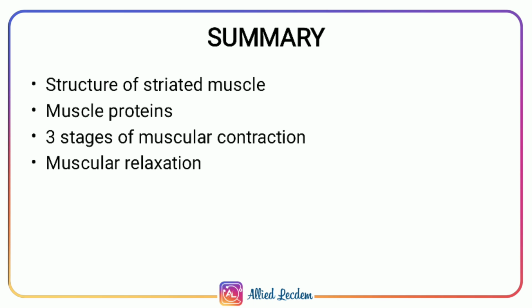Muscle relaxation occurs when the stimulus is stopped. This causes decreased calcium content in the sarcoplasmic reticulum. Then detachment of the myosin head from F-actin occurs. This causes muscular relaxation. Okay, I hope that you understand what muscle contraction is.